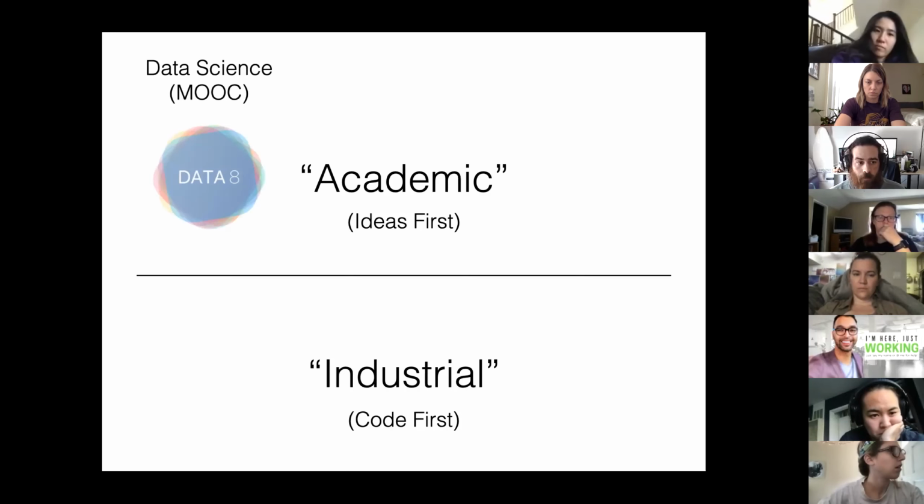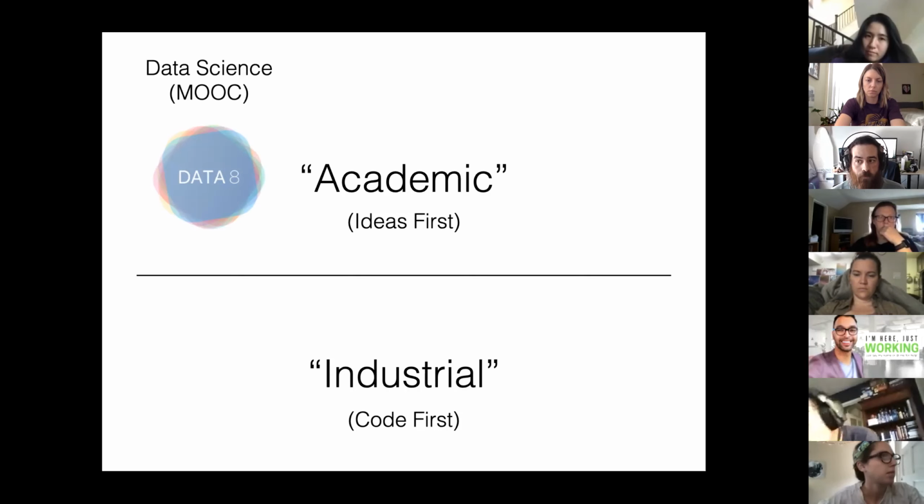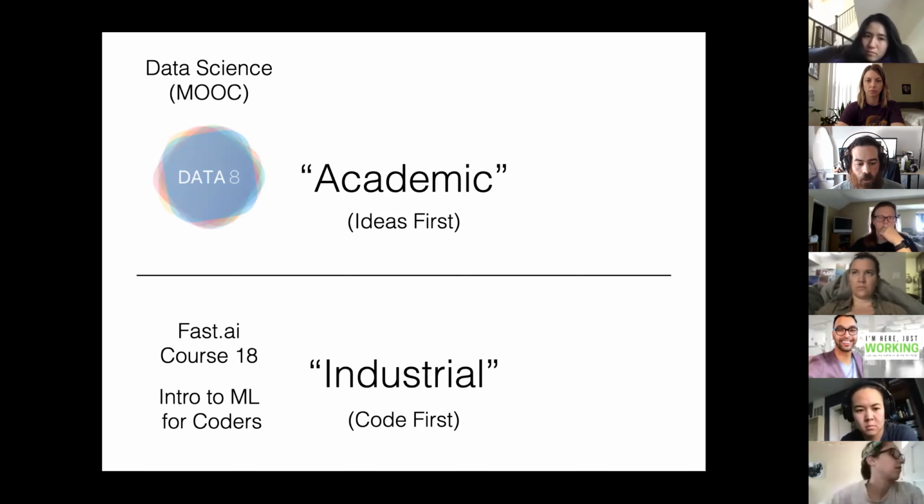First thing that I'm going to recommend is a data science MOOC out of UC Berkeley. It's called Data 8, and it is an excellent foundational introduction to statistical models. Not only will it teach you the basics of statistics and statistical modeling, it will also teach you the basics of Python while you're at it. It is a great course. I highly recommend it. It is completely free online. But it's very much ideas first, right?